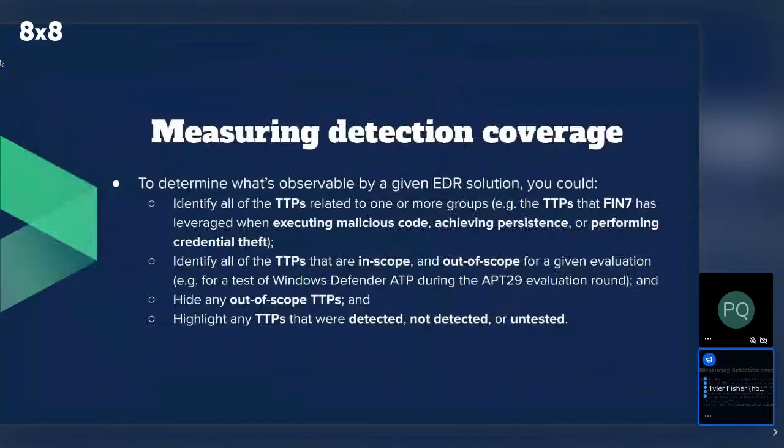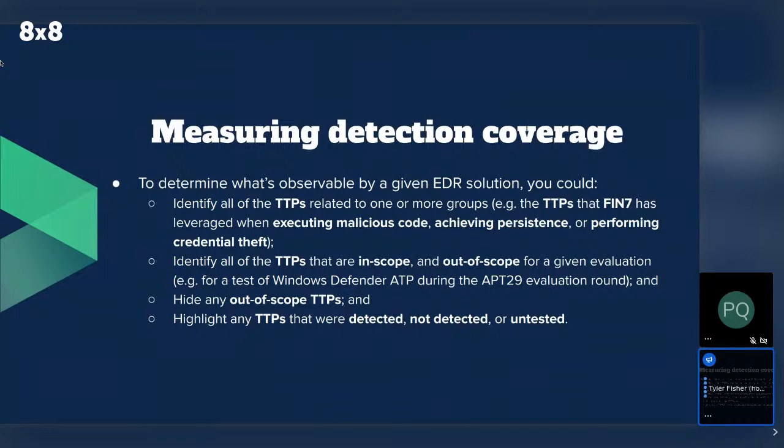So today you want to figure out essentially how we can go from these data sets provided by MITRE to actionable insights into what's detectable by these solutions. So here's a high-level overview of what we can do as an example. First off, you want to figure out what TTPs you actually care about. Let's say you want to look at all of the TTPs used by Fin7 for things like executing malicious code, getting persistence, and also performing credential theft with tools like Mimikatz or Lazagne or whatever it's going to be.